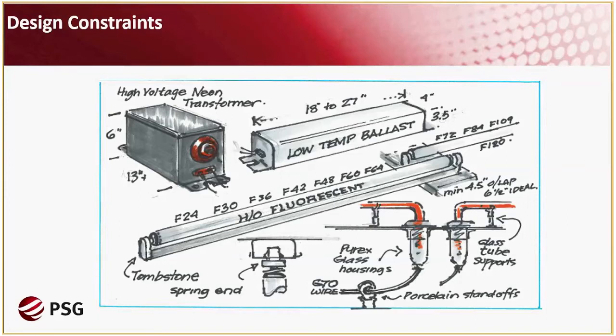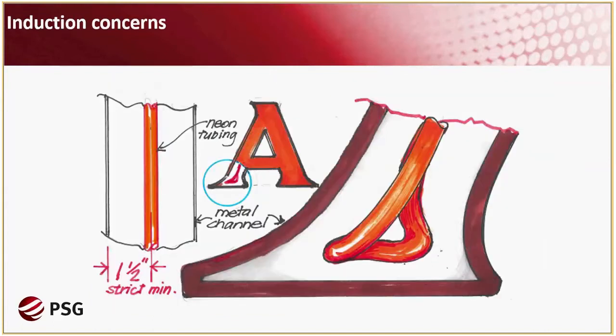Huge, bulky transformers and ballasts, raceways, distance from face. You had housings. You had the high tension GTO wires that you had to suspend away from a metal surface. You had to make allowances for all of these things. Added dimensions to your design. And of course, the aesthetics.